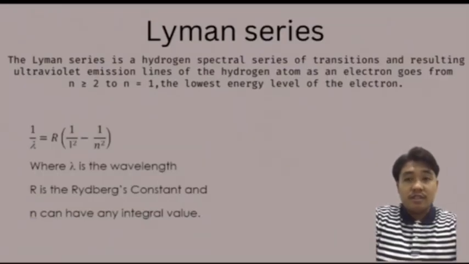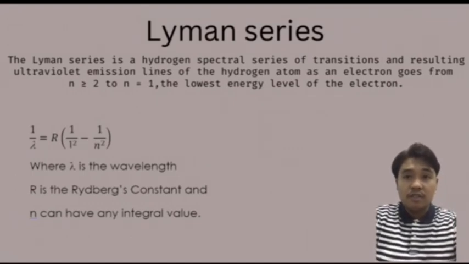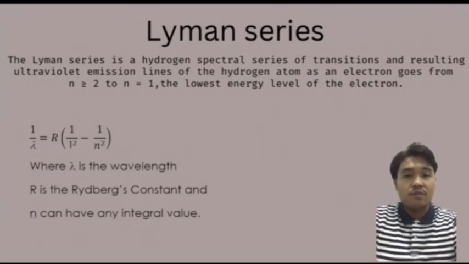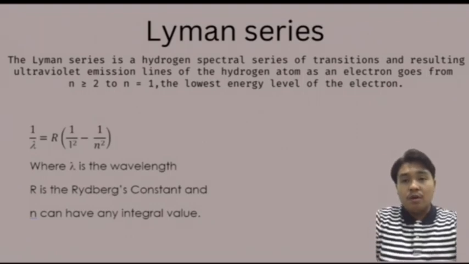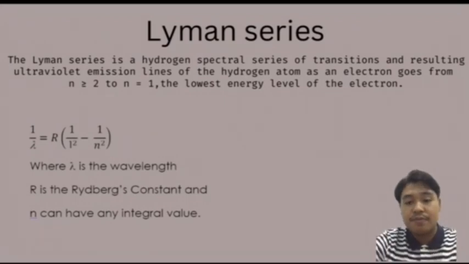The Lyman series is a hydrogen spectral series of transitions and resulting ultraviolet emission lines of the hydrogen atom as an electron goes from n equal to 2 to n equal to 1, which is the lowest energy level of the electron. We also can use this formula to find the wavelength.